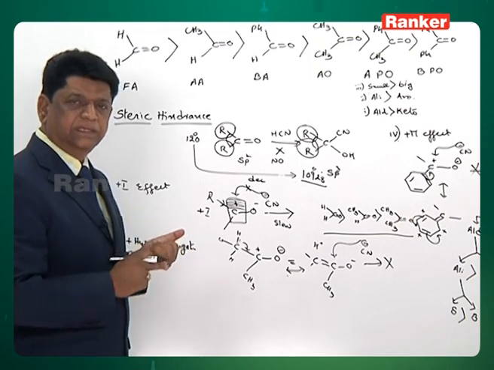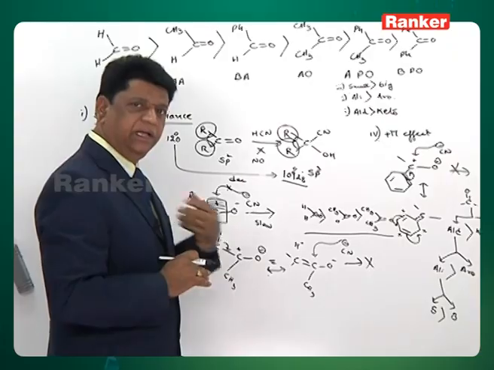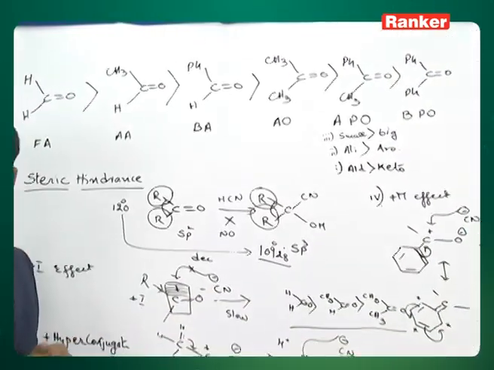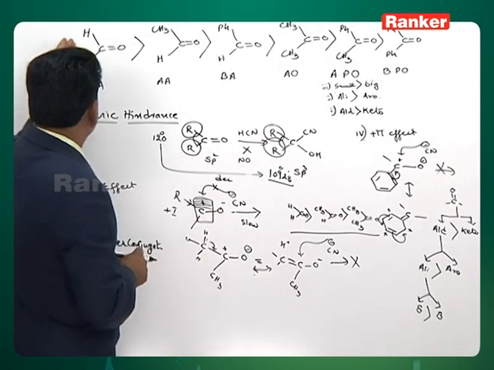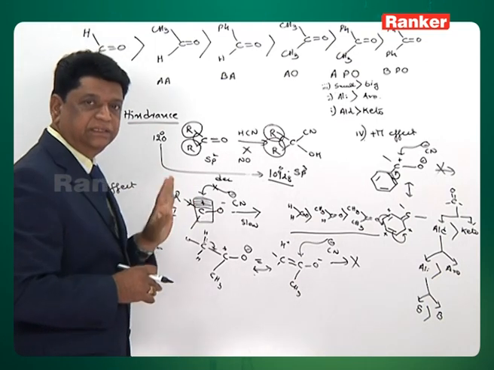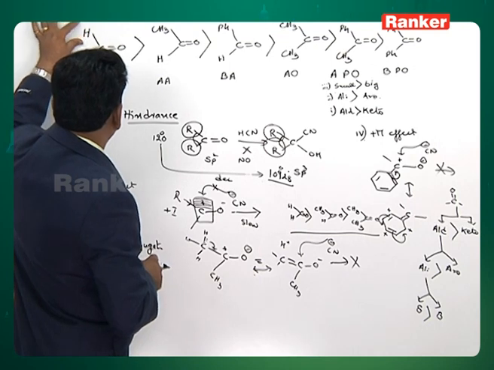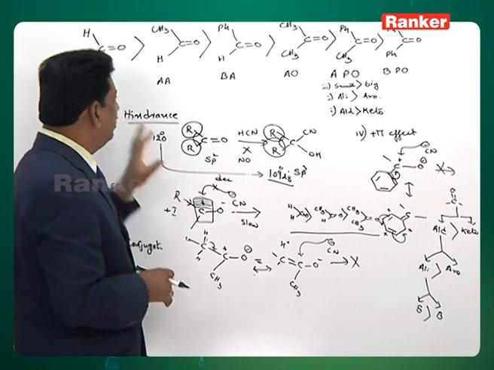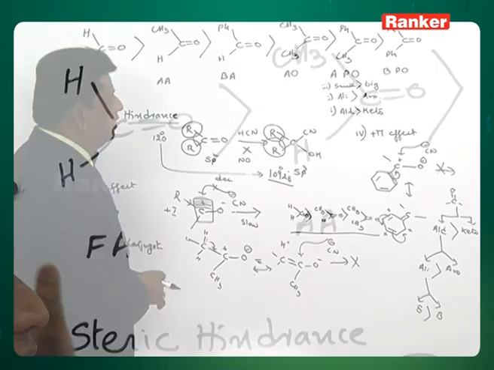Alkyl groups through plus I and hyperconjugation decrease reactivity. Mesomeric effect of aromatic also decreases only. That means whatever group you have on the carbonyl group, it decreases, never increases in fact. So therefore formaldehyde, which is free from all the botherations, has no plus I effect, no mesomeric effect, no hyperconjugation, no steric hindrance. So without any botheration, the most reactive is formaldehyde.